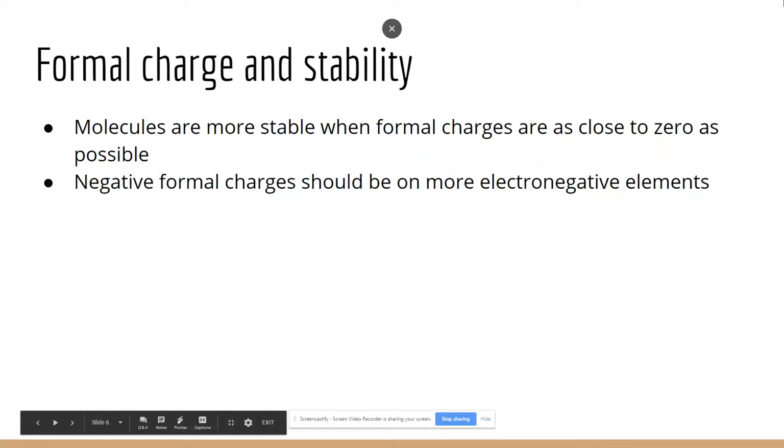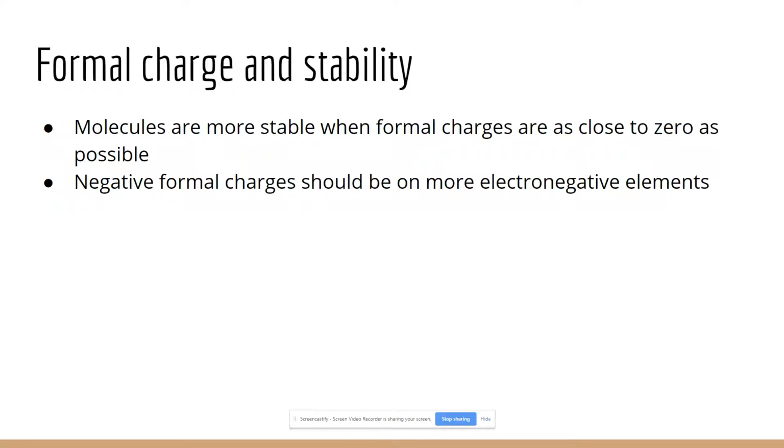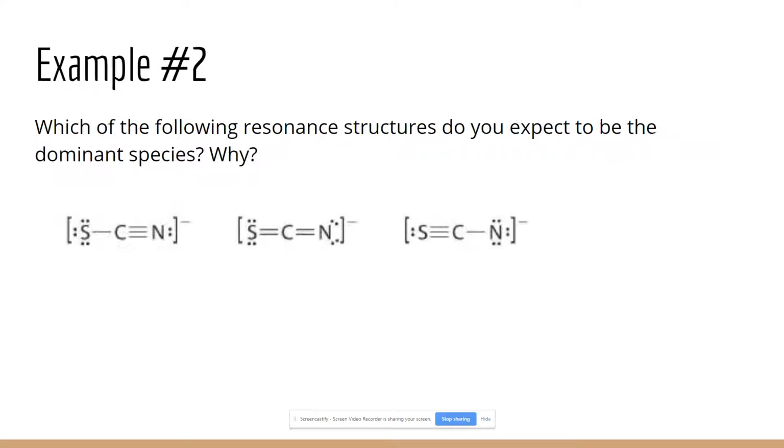Pause here. So this should be pretty intuitive. We talked about it a little bit last year, but formal charge and stability. Molecules are going to be the most stable when the formal charges are as close to zero as possible. It is not always possible, but if you have one resonance structure that just has a -1 on one thing versus a resonance structure that has a +2 on one thing and then 3 -1s, the one that has the fewest charges is going to be the most stable. And then the second point, the negative formal charge should be on a more electronegative element, and the reverse of that is true. A positive charge should be on a less electronegative element.